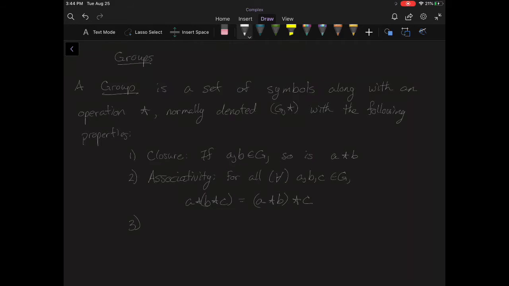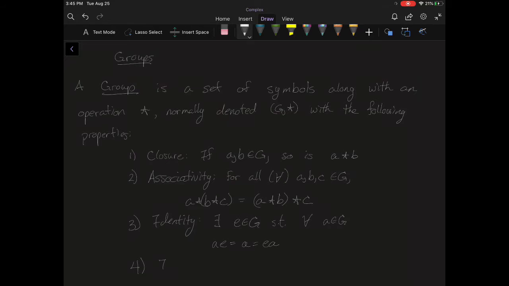Our next property is that we have an identity element. And this identity element is unique. In group theory, we call it E most of the time. Sometimes we'll call it 1, but that's mostly reserved for rings and fields. And this property that E has is that for any element A, including E itself, if we take A times E or E times A, we're going to get A back.